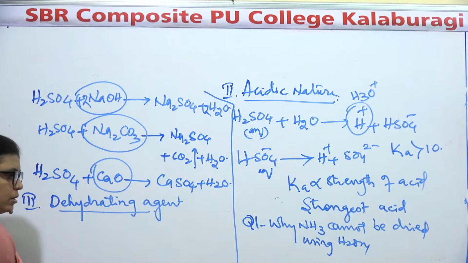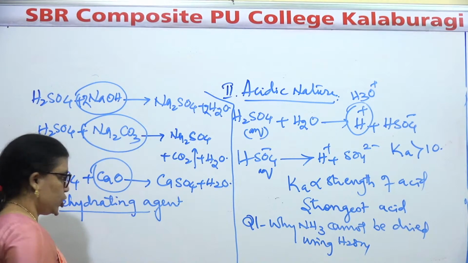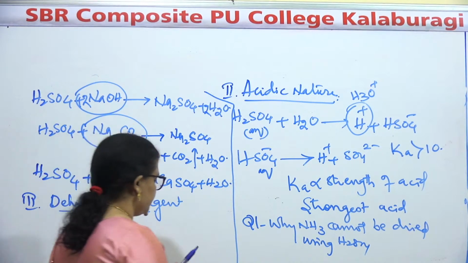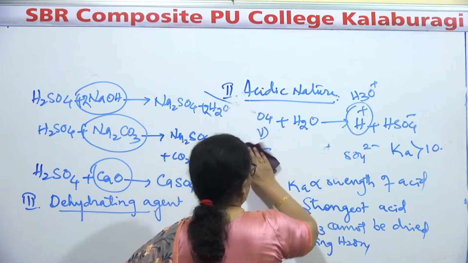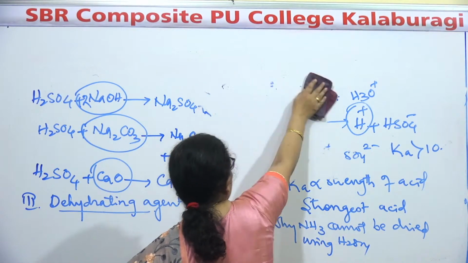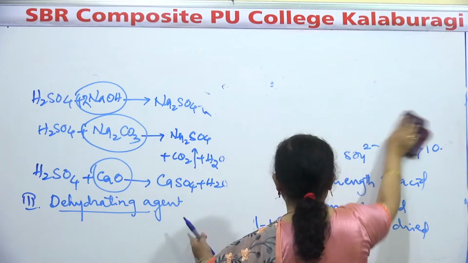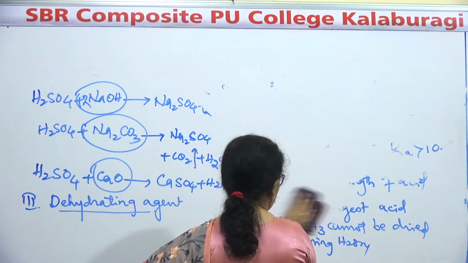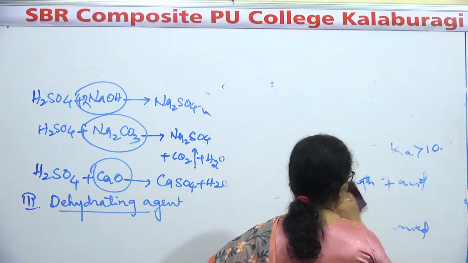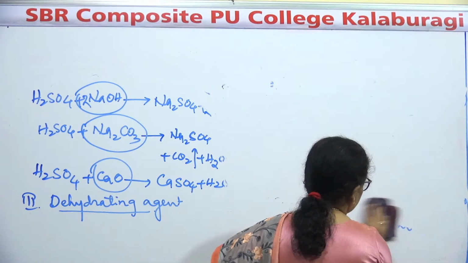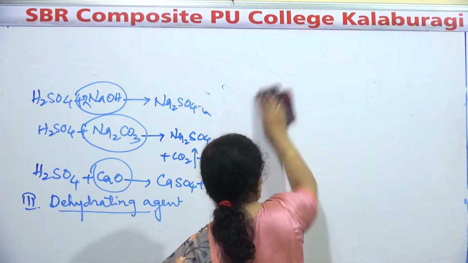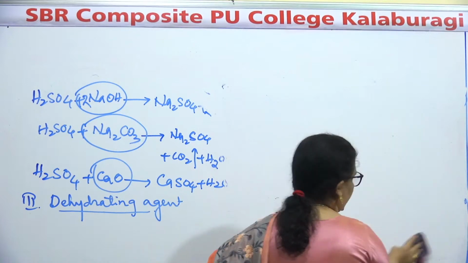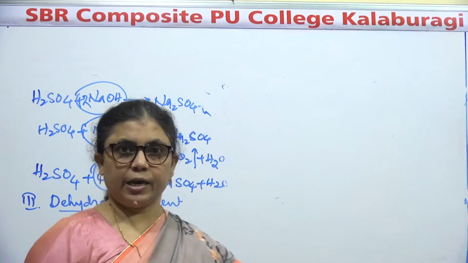Dehydrating agent. It will remove water molecules. For example, in all the cases, water is eliminated. That's why these are called as what, children? Dehydrating agent. They are called as what? Dehydrating agent. Okay.